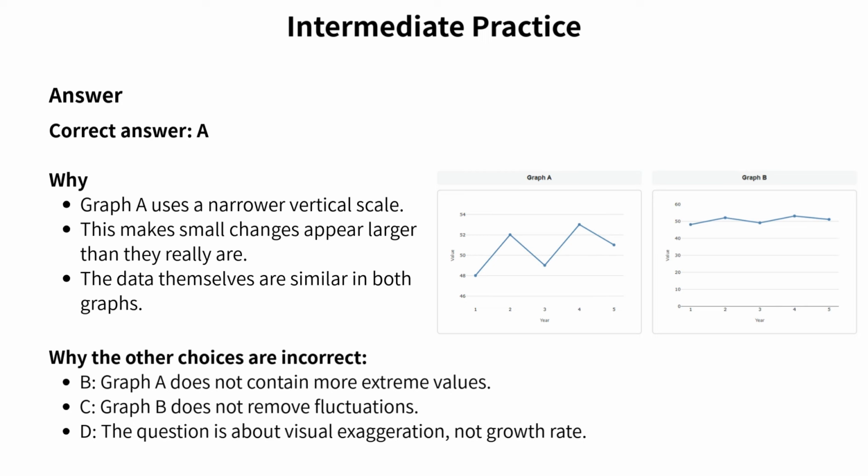Choice C suggests that Graph B removes important fluctuations. But the fluctuations are still there, they are simply less emphasized visually. Choice D focuses on growth rate, but this question is about visual exaggeration, not how fast the data increase. So the correct explanation is that Graph A appears more variable because its narrower vertical scale exaggerates small changes.